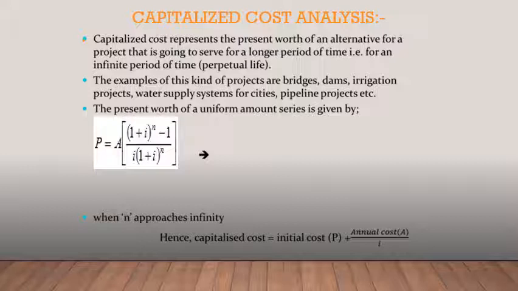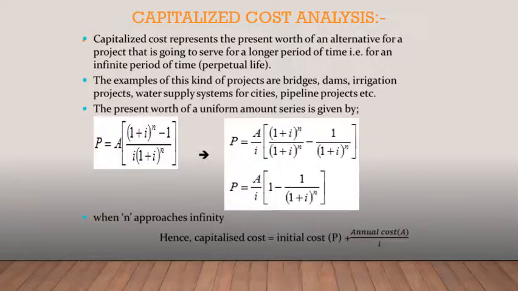We have already derived this formula. Now I can alter this like this: P is equal to A by I into (1 plus I to the power of n divided by 1 plus I to the power of n minus 1 divided by 1 plus I to the power of n). And I can write it as P is equal to A by I multiplied by (1 minus 1 divided by 1 plus I to the power of n).